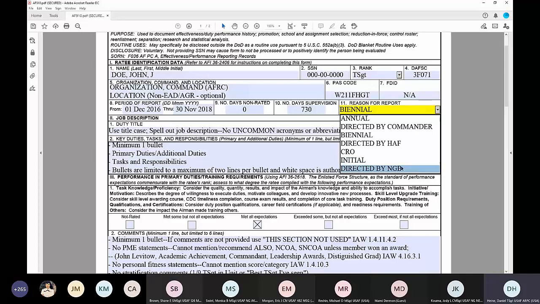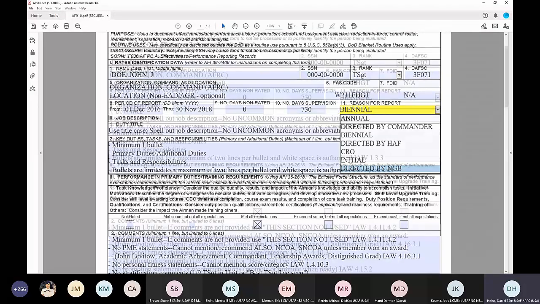Directed by NGB, we also do not use. I have not seen any that NGB actually directs to be completed. So unless NGB reaches out to your unit and says, we direct an EPR, please do not use directed by NGB.